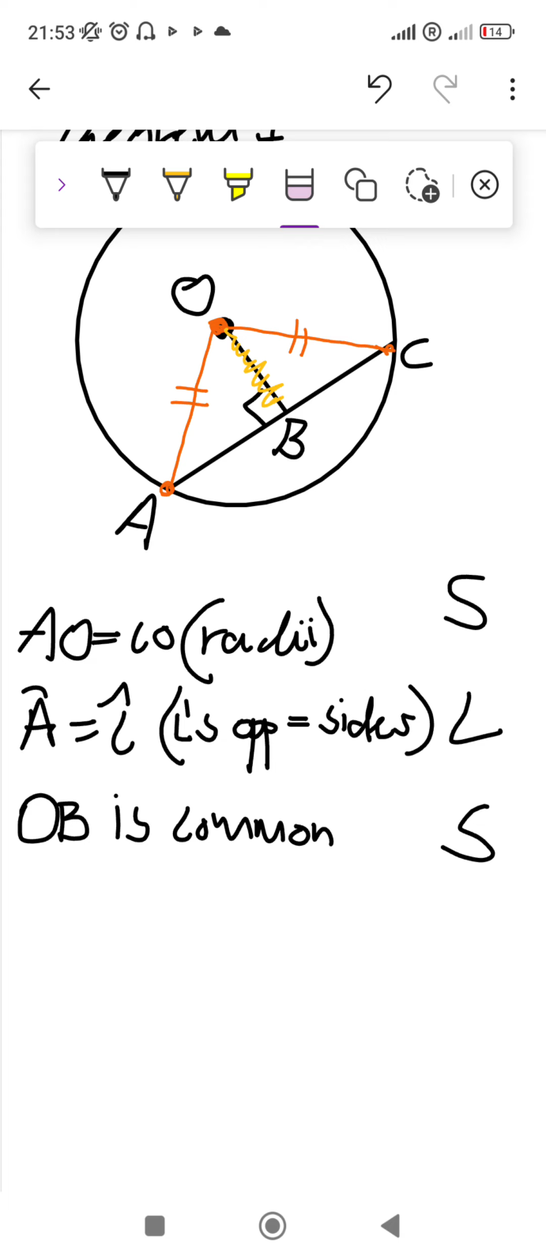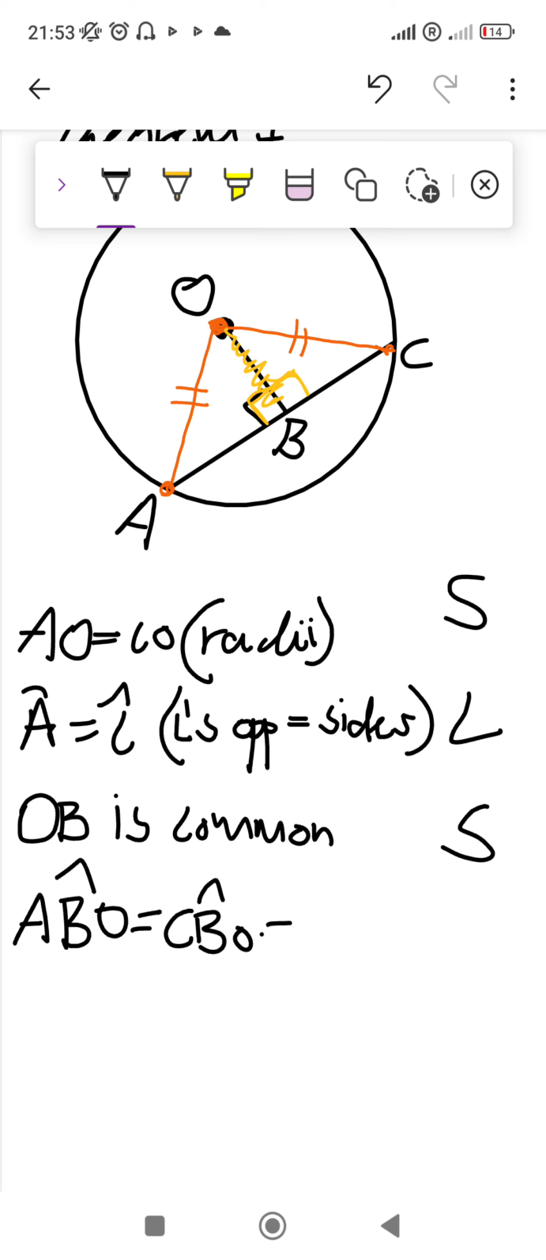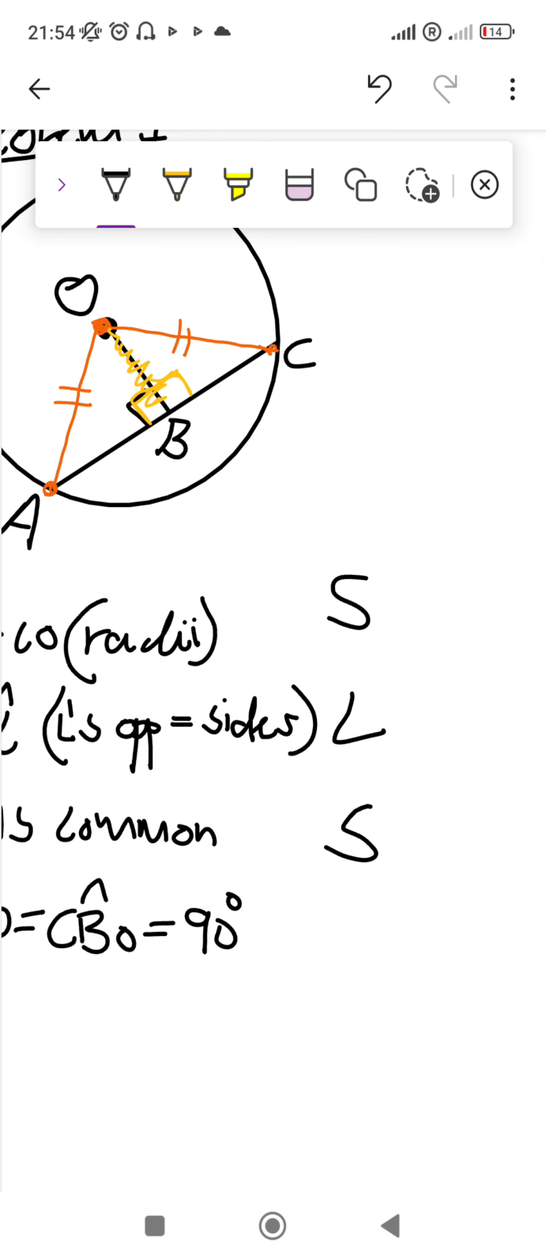So the angle needs to be in between the 2 sides that you've got. So let's rather look at this given information over here, that 90 that was given to us. So let's do this. We'll say angle ABO is equal to angle CBO, and both of these are equal to 90 degrees. How do we know that this is 90 degrees? This was given.